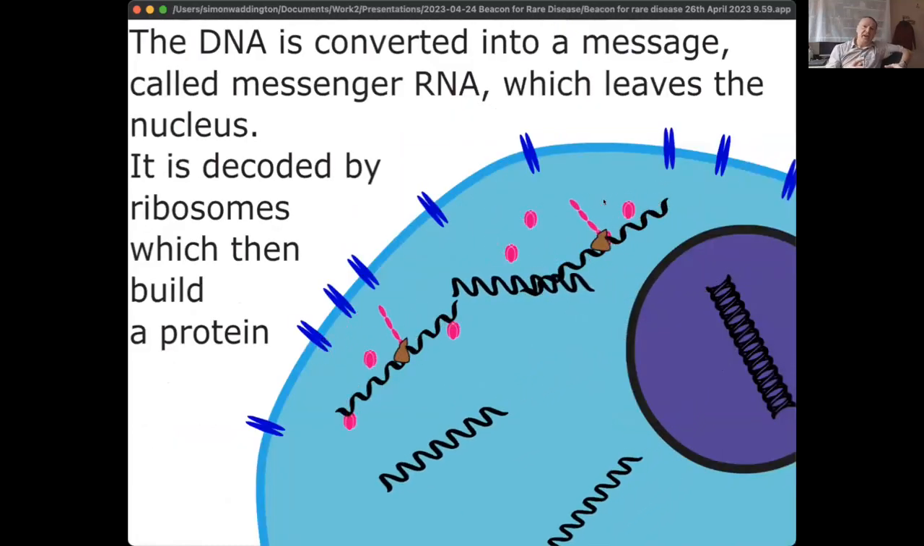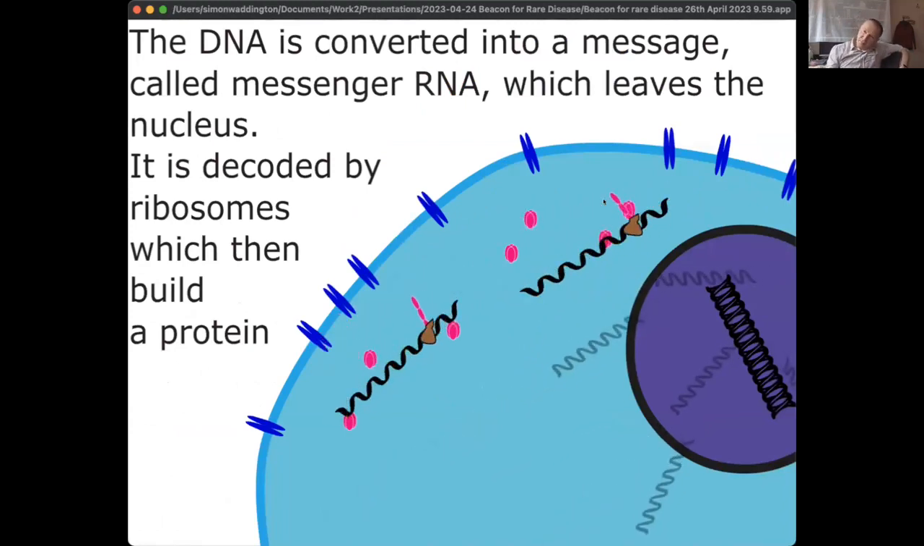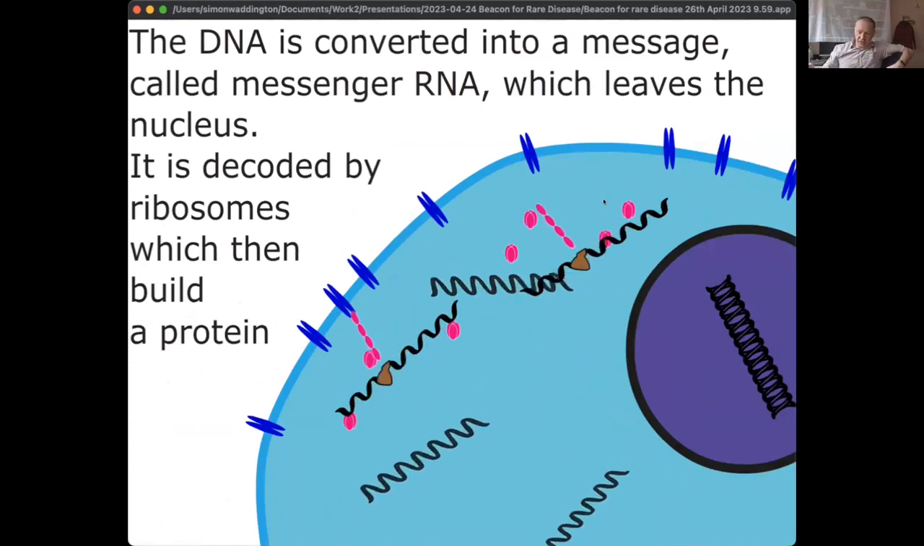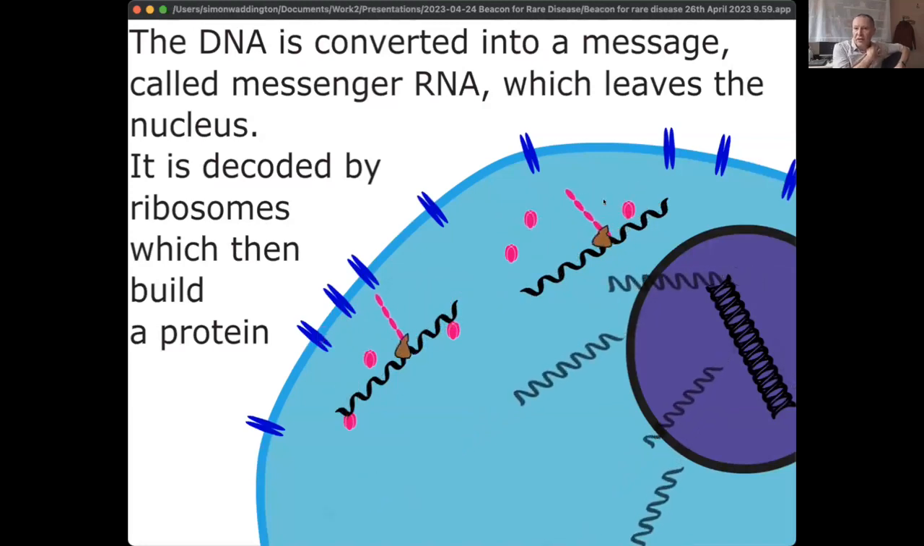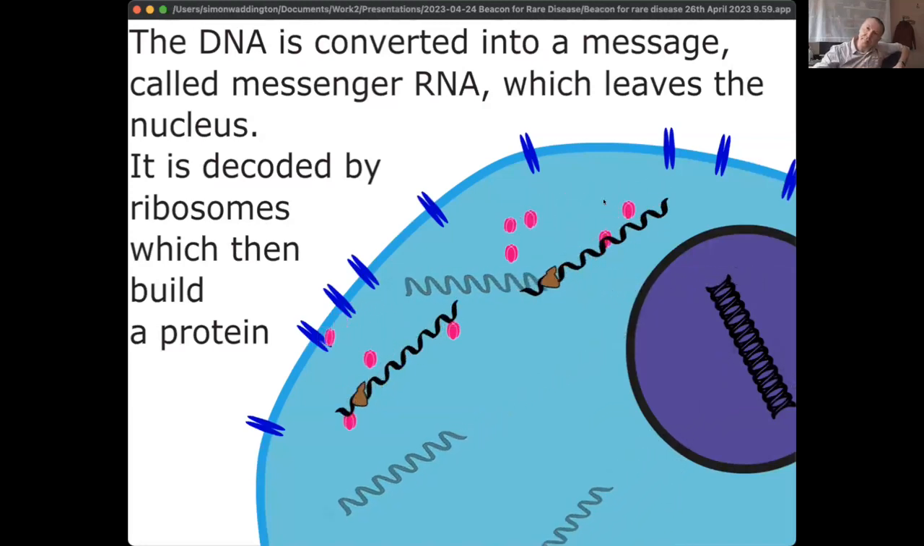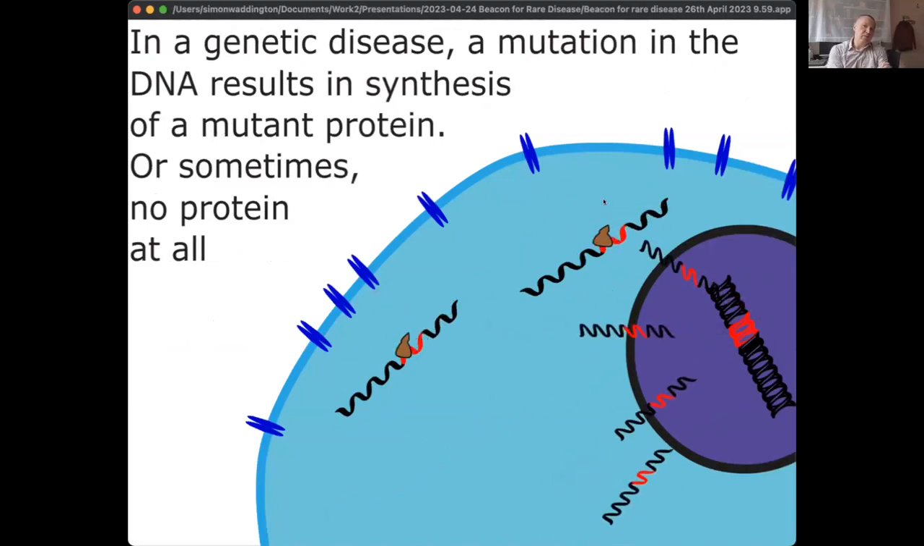What happens is that the DNA in the nucleus gets converted into a message called messenger RNA. Then that RNA shuttles out of the nucleus, and it's decoded by these ribosomes and converted into proteins. These are the proteins you can see here in pink. What happens in a genetic disease is that you might have a mutation in one of your genes. So when that gene gets shuttled out of the nucleus as RNA, it still contains that mutation. Therefore, the RNA can't be converted into a working protein. That's what happens in a genetic disease.